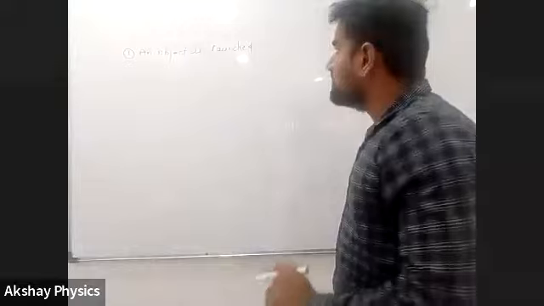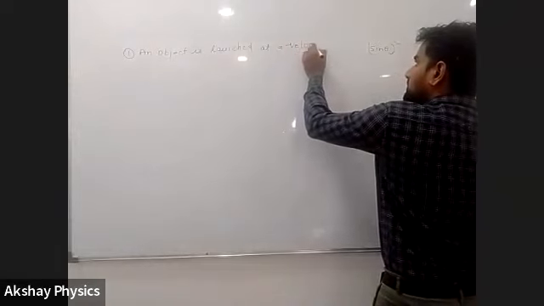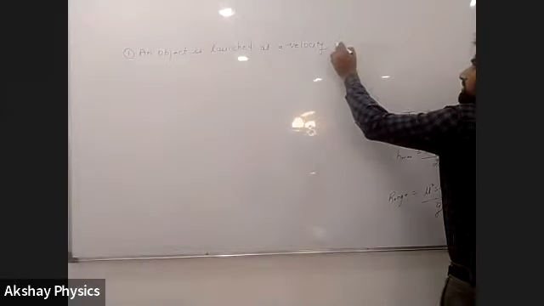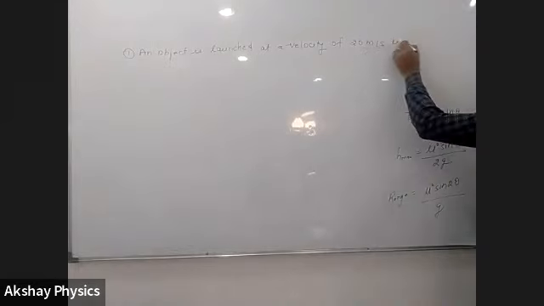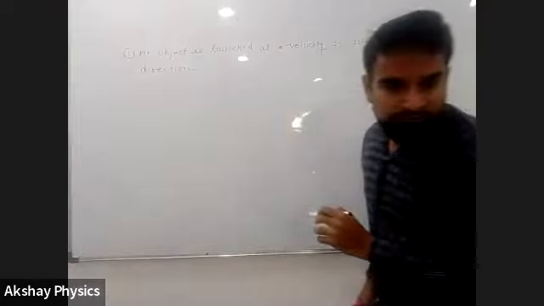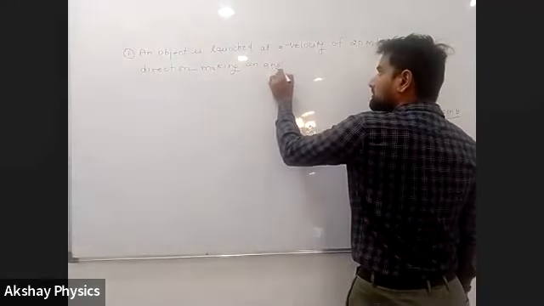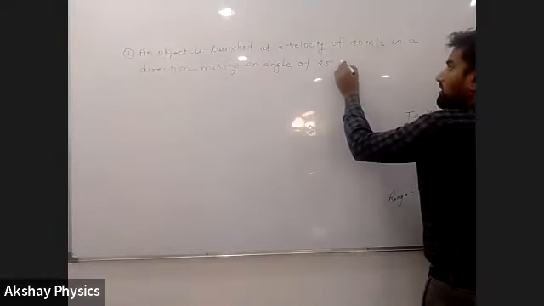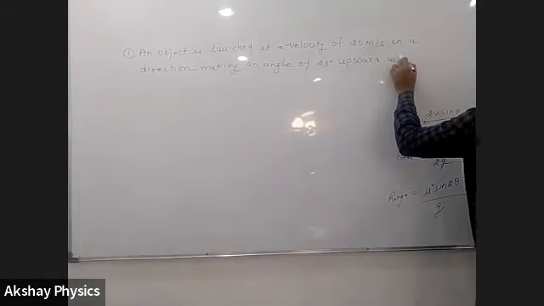Now, an object is launched at a velocity of 20 meters per second in a direction making an angle of 25 degrees upward with the horizontal.